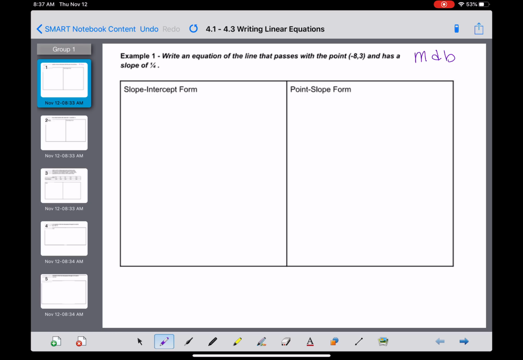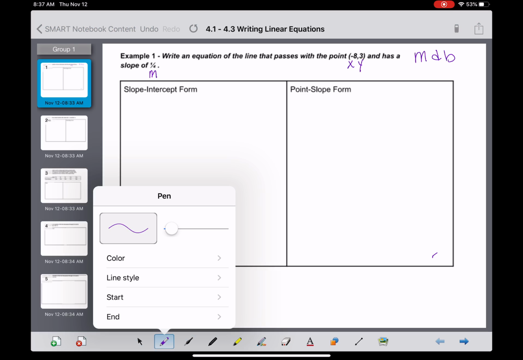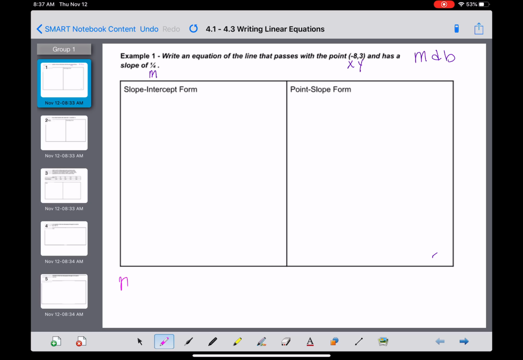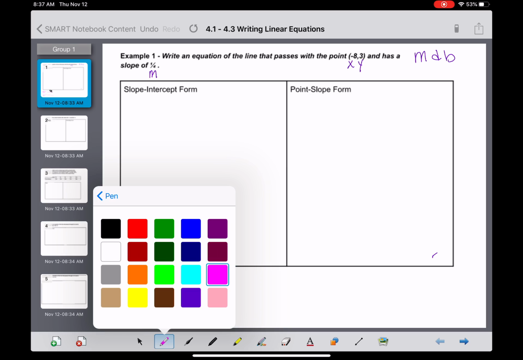So for this example, we want to write an equation of the line that passes through the coordinate negative 8, 3. So that is an x and a y value, and has a slope of 1/4. That is a value of m. So as I said before, we always need two pieces of information. We need the slope and we need the y-intercept. We were given the slope, so we know the slope is 1/4. We need to figure out what the y-intercept is, and I'm going to show you two different ways.